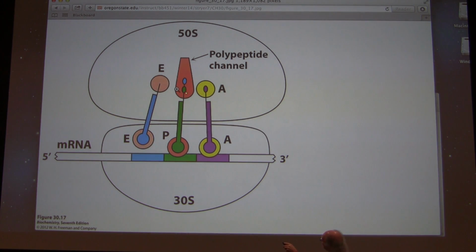That will result in the growing polypeptide chain being shifted from this green transfer RNA onto the purple transfer RNA. All right? And then everything will sort of shuffle down, as we shall see.